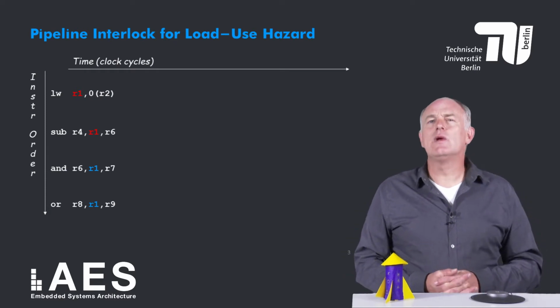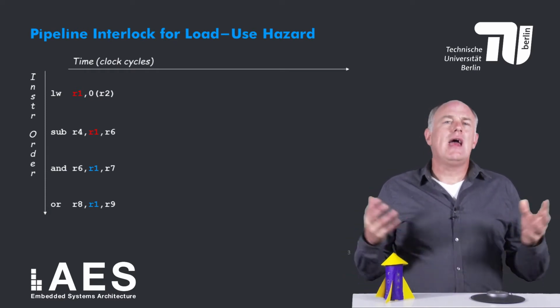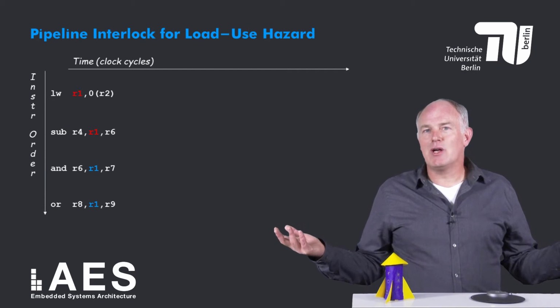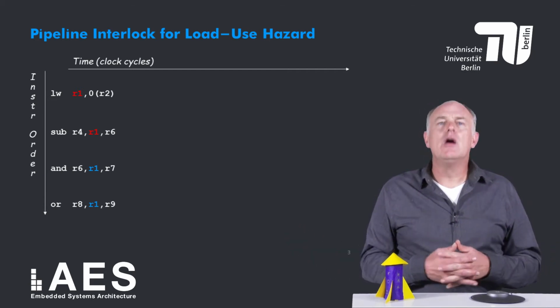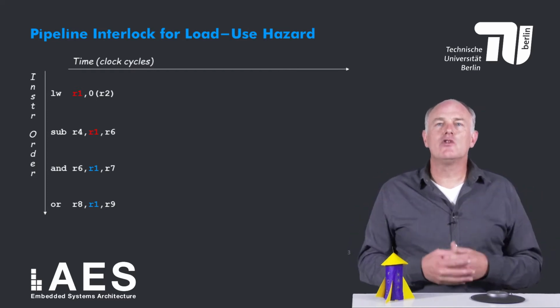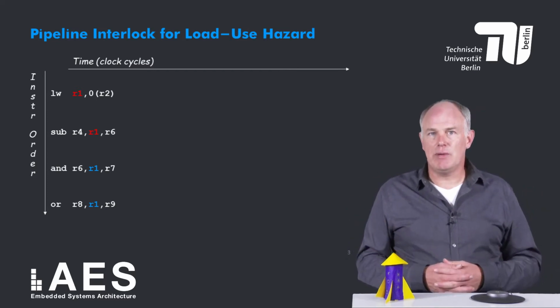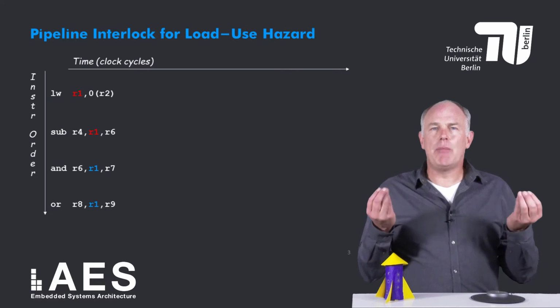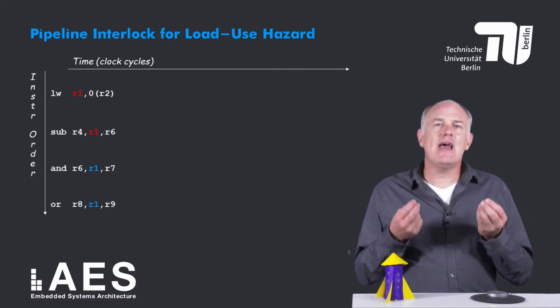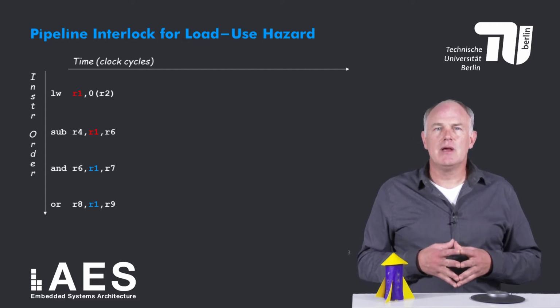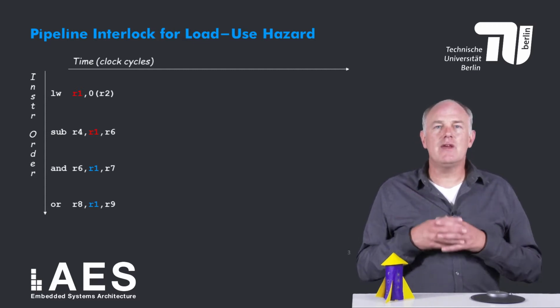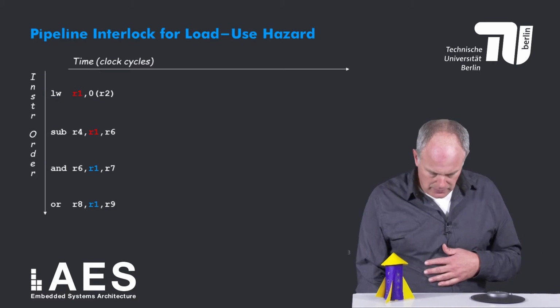How do we deal with load use data hazard? As always, different solutions are possible, but the solution I will describe now is to add hardware called the pipeline interlock to preserve the correct execution pattern. In general, a pipeline interlock detects the hazard and stalls the pipeline until the hazard is cleared. To explain how it works, consider this example here.